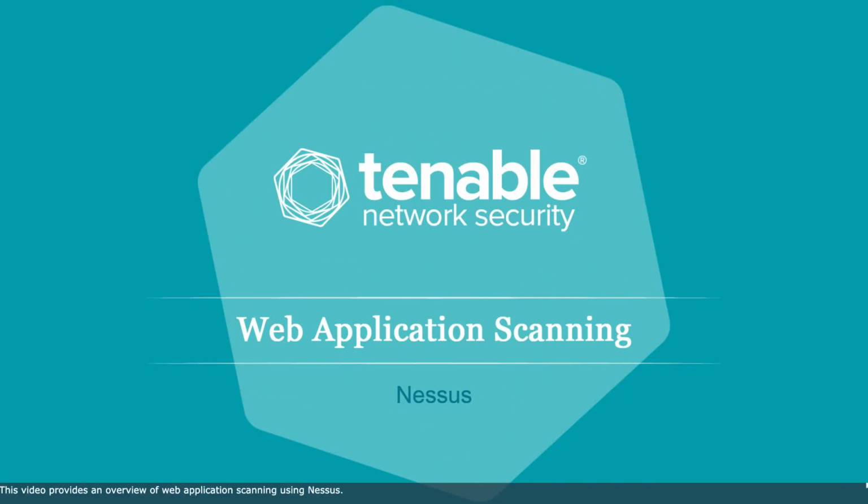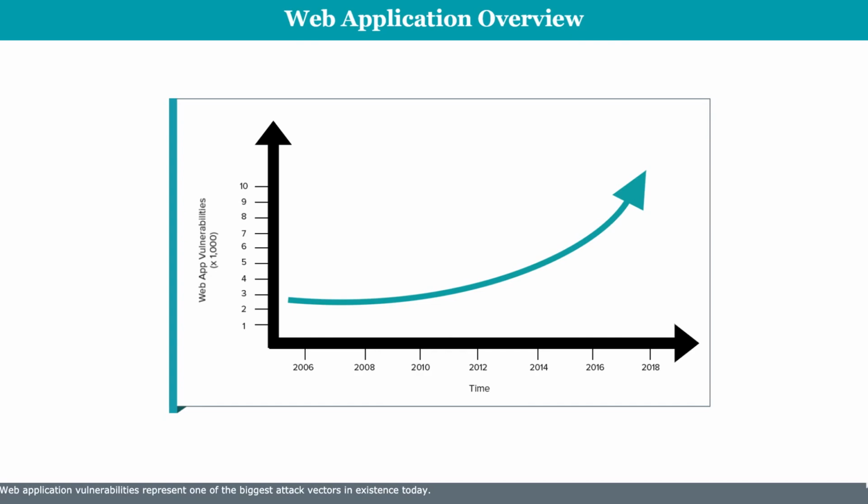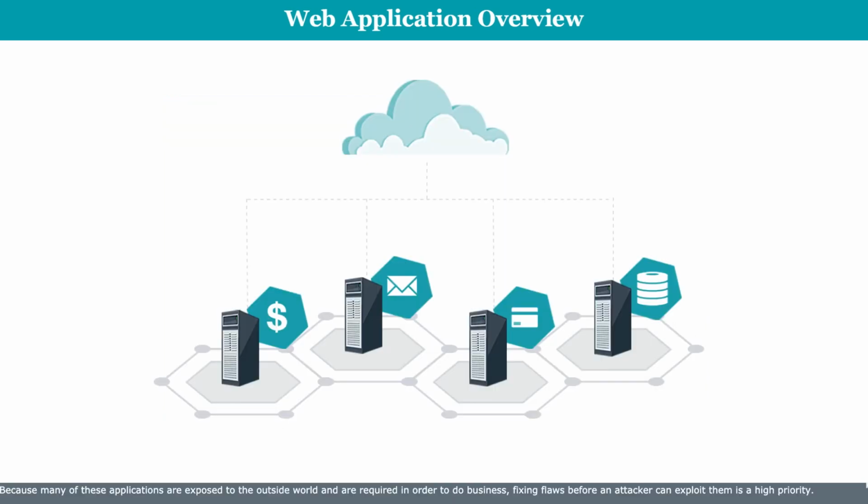This video provides an overview of web application scanning using Nessus. Web application vulnerabilities represent one of the biggest attack vectors in existence today. Because many of these applications are exposed to the outside world and are required in order to do business, fixing flaws before an attacker can exploit them is a high priority.